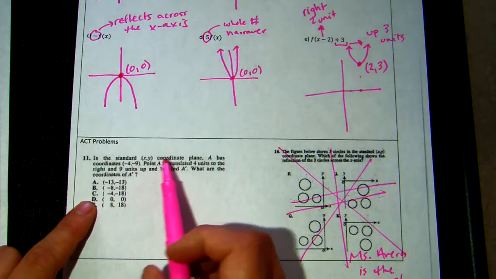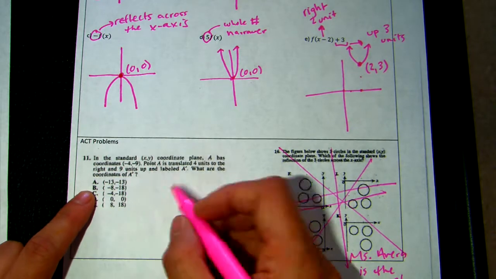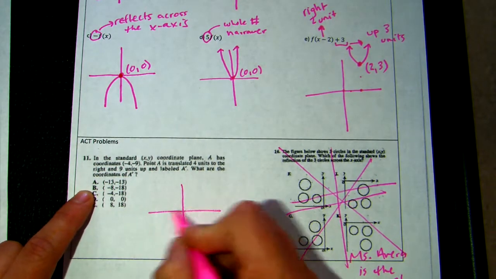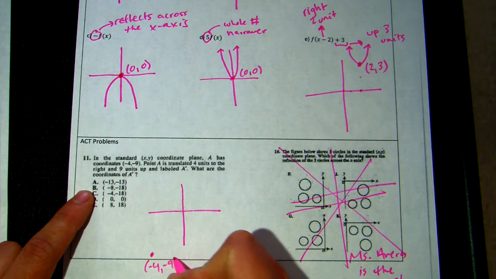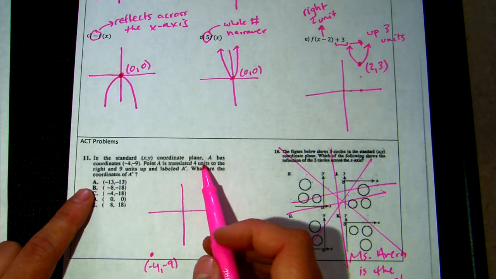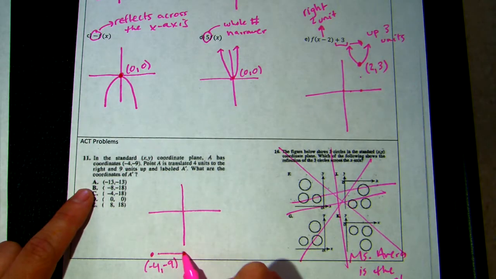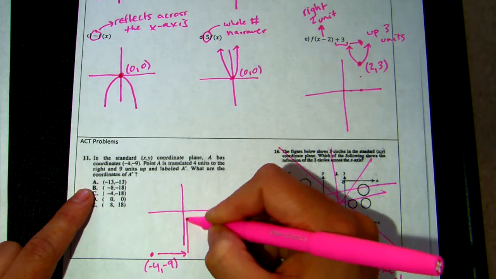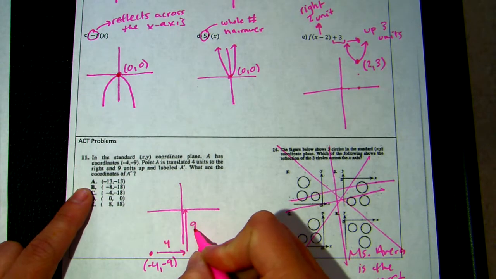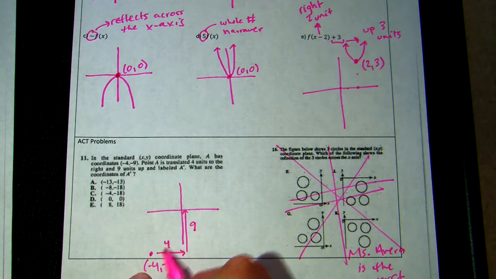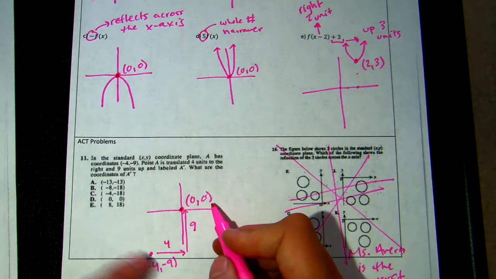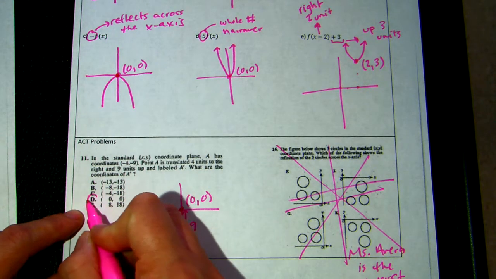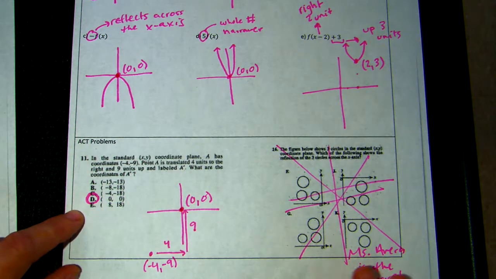It says in the standard XY coordinate plane, A has coordinates -4, -9. So I'm going to start by plotting that. -4, -9, somewhere around here. -4, -9, okay? It is translated 4 units to the right, so I move 4 units this way and 9 units up. 4 units right and 9 units up would, -4 + 4 would give me 0. -9 + 9 would again give me 0. So this point should be translated back to the origin at 0, 0. So your correct answer here is D.